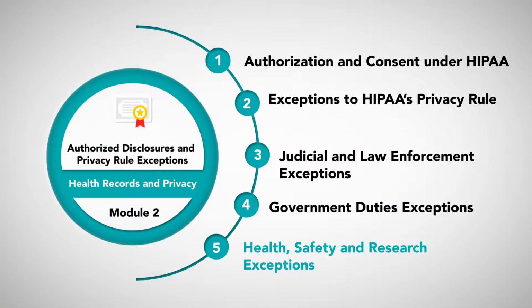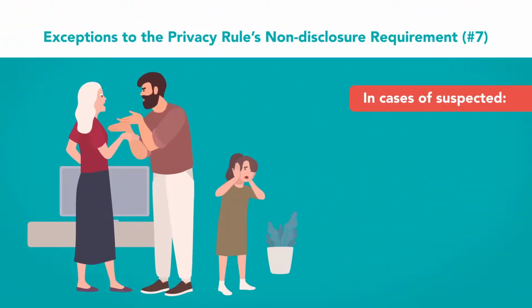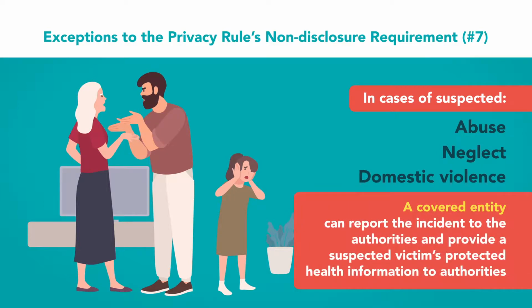Health, safety, and research exceptions. Seventh, in cases of suspected abuse, neglect, or domestic violence, a covered entity can report the incident to the authorities and provide a suspected victim's protected health information to authorities.